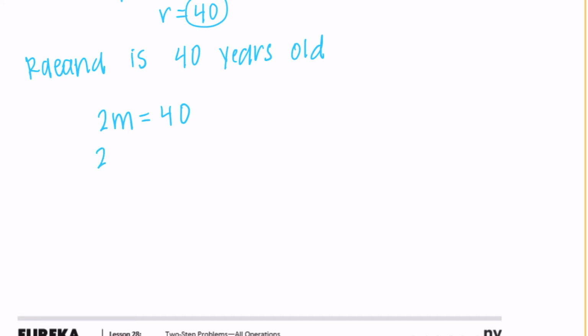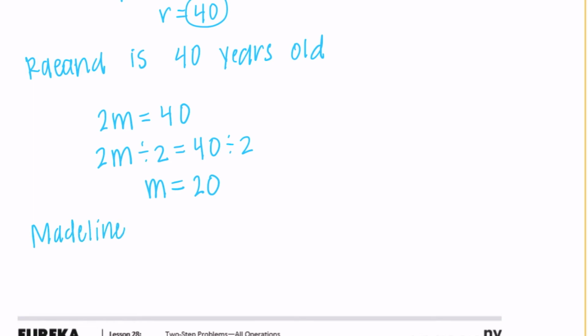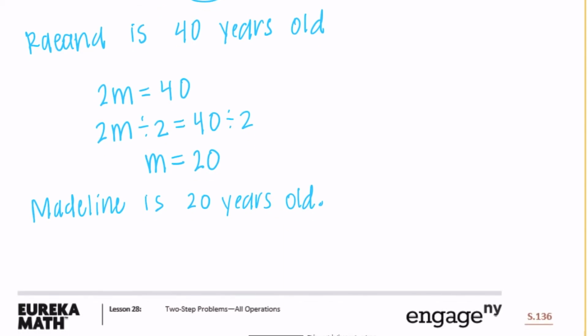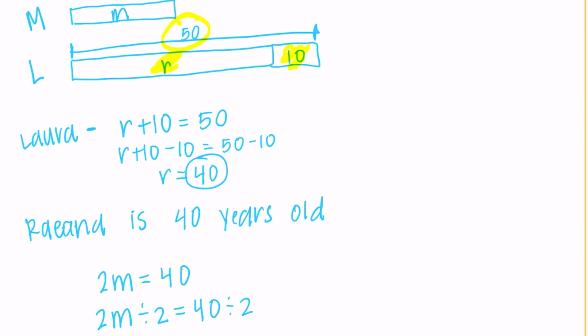So we can solve that by doing 2M divided by 2 is equal to 40 divided by 2, which would mean that M is equal to 40 divided by 2, 20. So that means that Madeline is 20 years old. So Rayana is 40, Madeline is 20, Laura is 50.